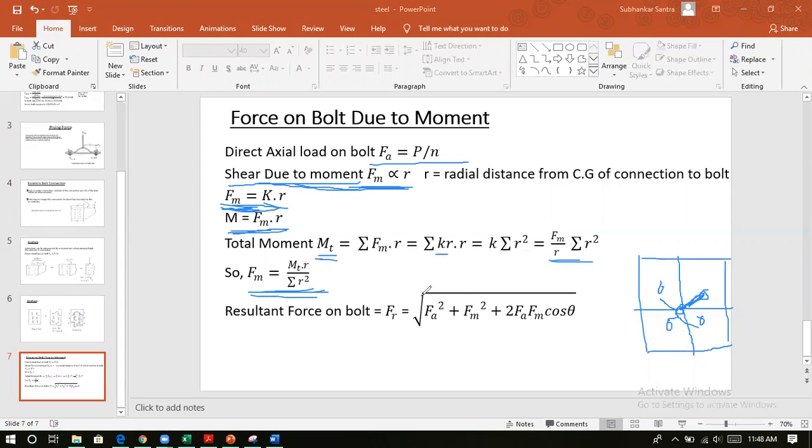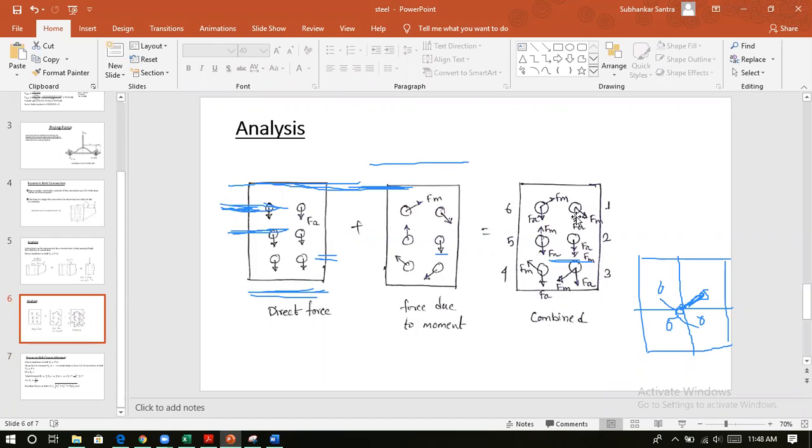So by this formula we can find the force on any bolt due to moment coming from the eccentricity. Now we have to find the resultant force on each bolt. As we can see in the previous slide, the direct axial load and the force due to moment make an angle for some of the bolts, like bolt 1, bolt 3, bolt 4, bolt 6. So for this kind of bolt, we have to take the vector sum of the force due to moment and the force due to direct load. But for bolt 2 and bolt 5, they are in the same direction, so we can directly take the scalar sum, that is, the resultant force will be Fa plus Fm for this bolt 2, and for this one the resultant force will be Fa minus Fm.